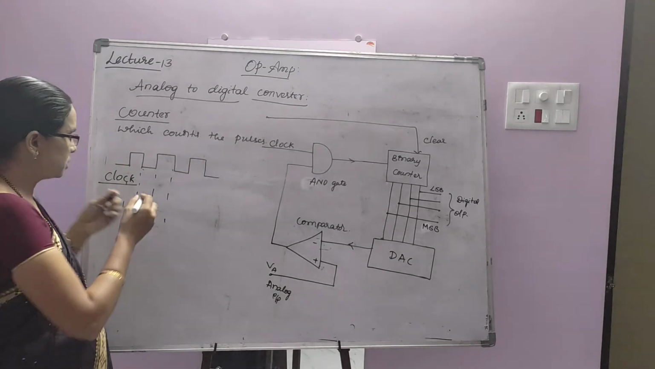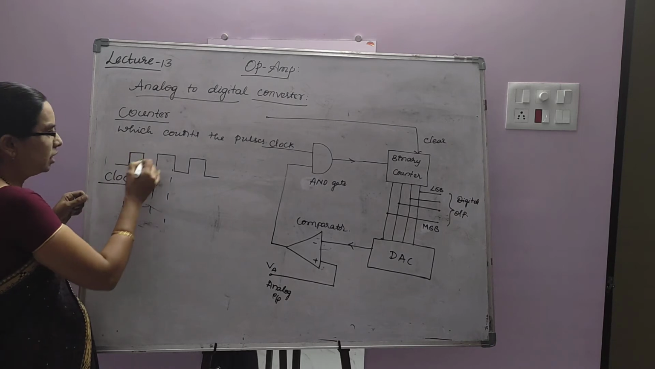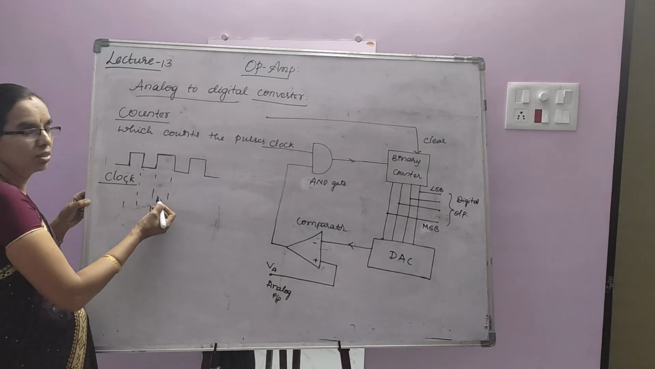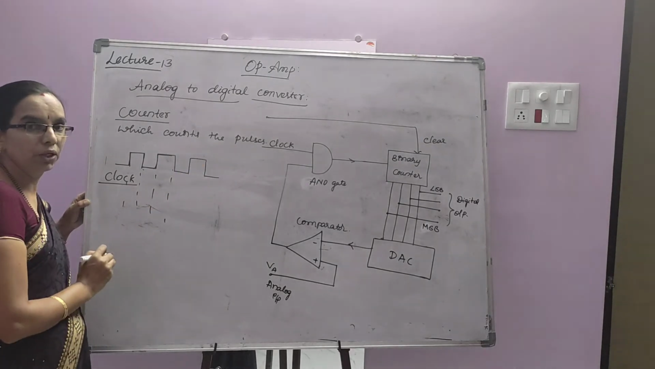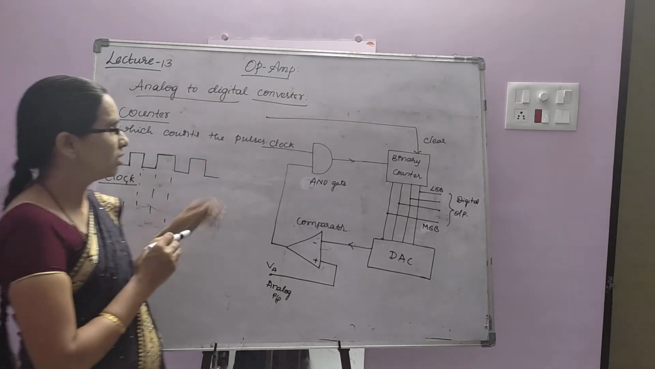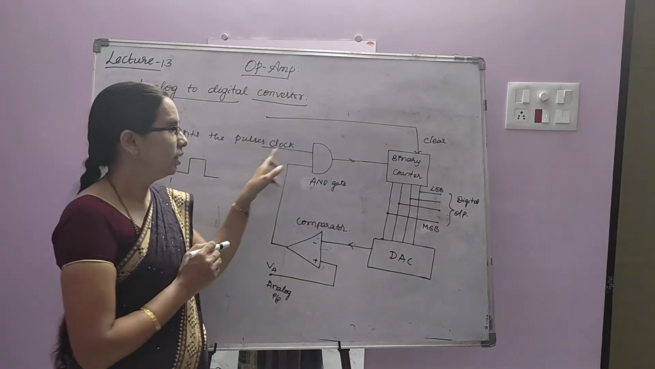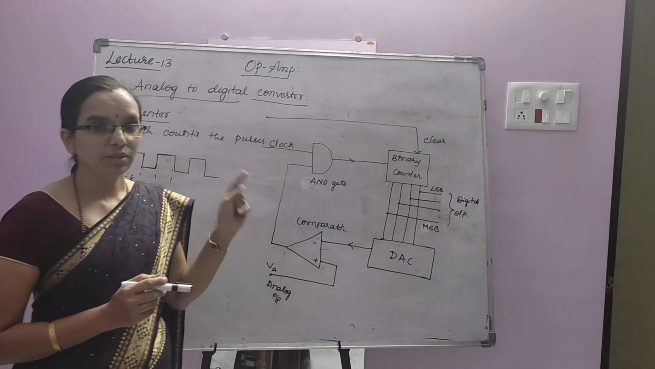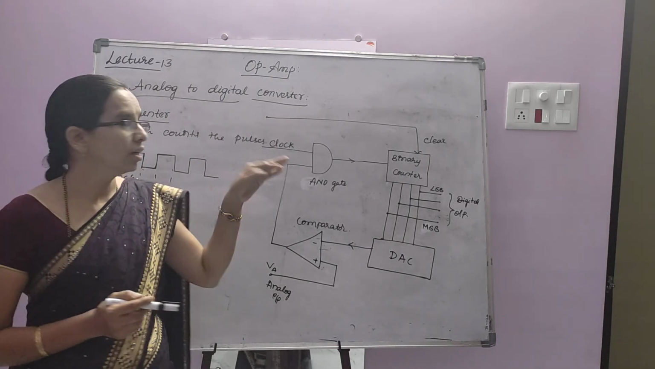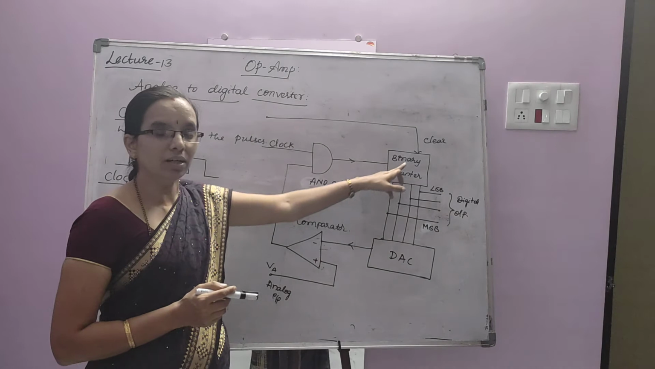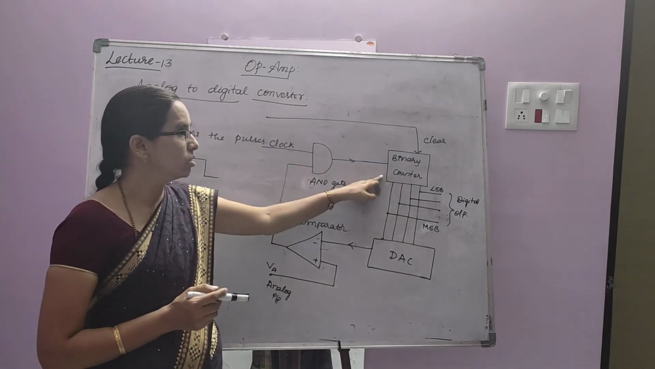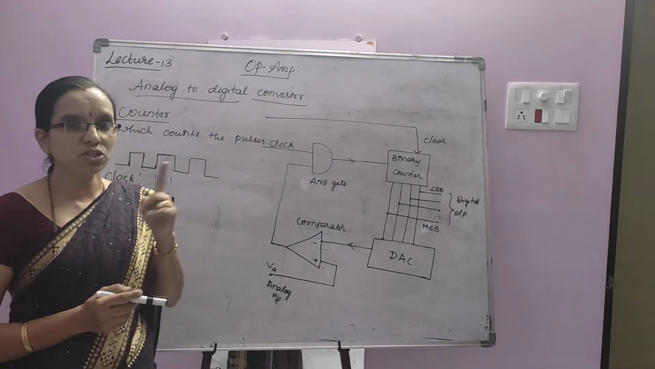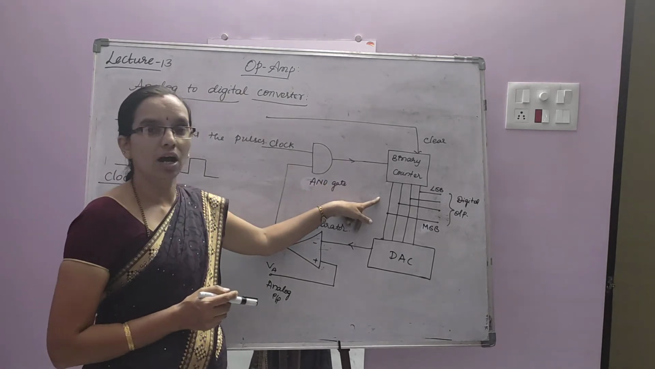For each clock pulse, once the clock signal goes high, it counts as 1. Again the clock signal goes high, it counts that as 2. So whenever the clock signal goes high, the binary counter counts it as 1. Something like that. The clock signal will keep on moving into the binary counter through the AND gate so that it starts counting the clock pulses. For each clock pulse, it will give the output.